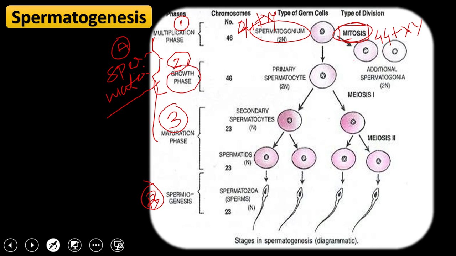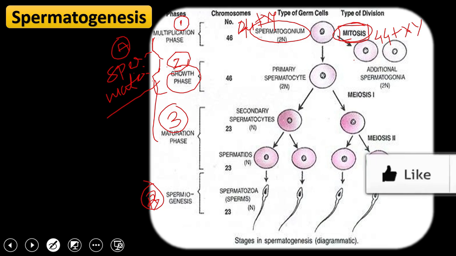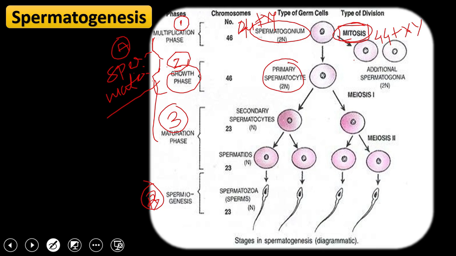Now the spermatogonia undergo the growth phase. So move to the second phase, the growth phase. What is the growth phase? The spermatogonia increase in size and become large. When they become enlarged, that is called the growth phase, and the cells after the growth phase are called primary spermatocytes. Again the same number of chromosomes, 44 plus XY. So they are the primary spermatocytes.